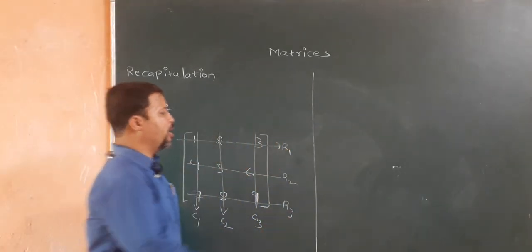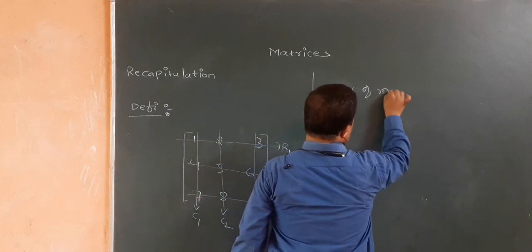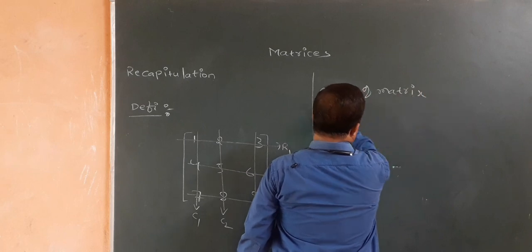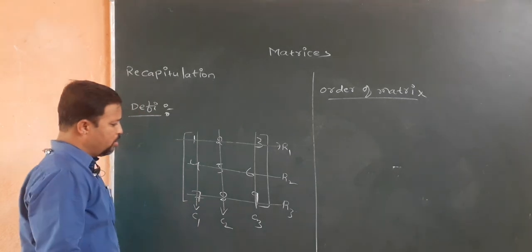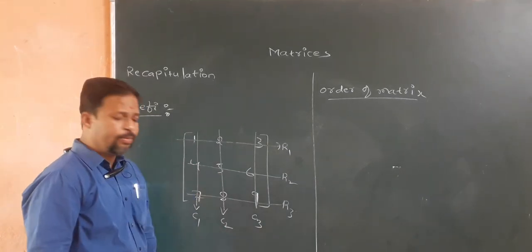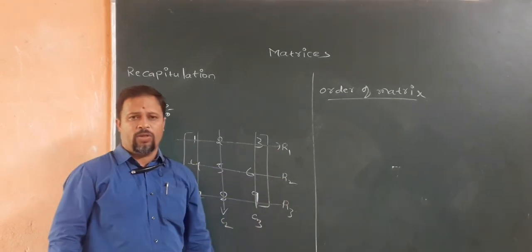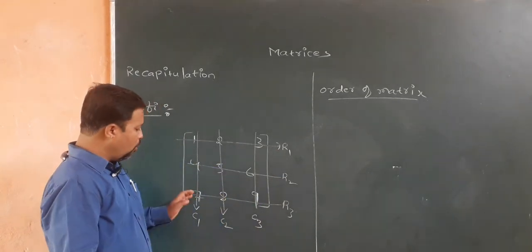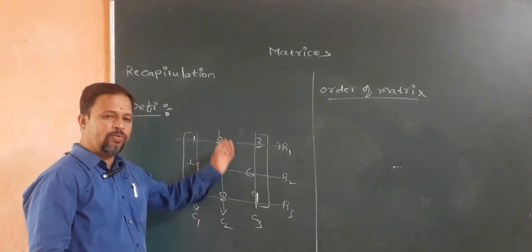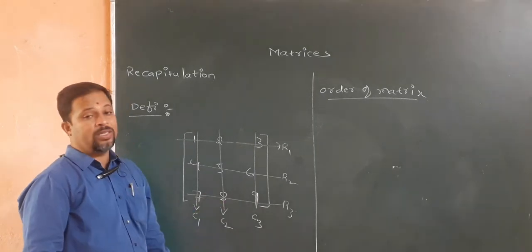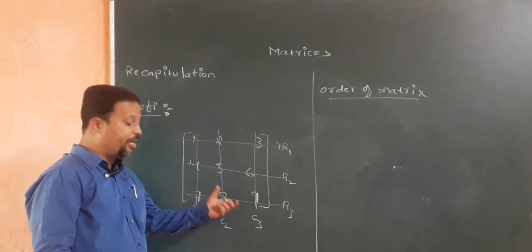What do you mean by order? That is the order of a matrix. How many rows are there in this matrix? First row, second row, third row. There are 3 rows, right? How many columns are there? There are 3 columns: first column, second column, as well as third column. That is the order of a matrix: how many rows are there and how many columns are there.